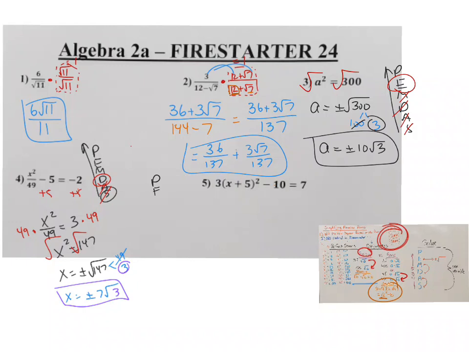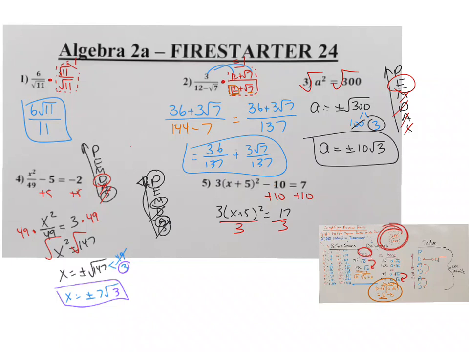Number 5, exact same concept, PEMDAS backwards. So I see subtraction, so the first thing I do is I add 10 to both sides. I get 3 times the quantity x plus 5 squared equals 17. Now subtraction's gone. The addition is actually in the parentheses, so I can't get rid of that addition yet. No division, multiplication. That's why I divide both sides by 3.